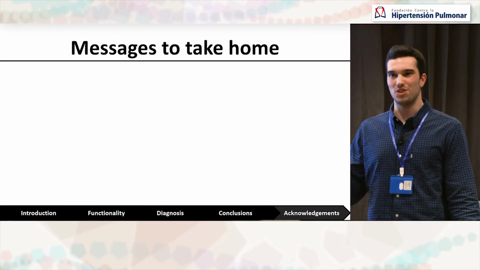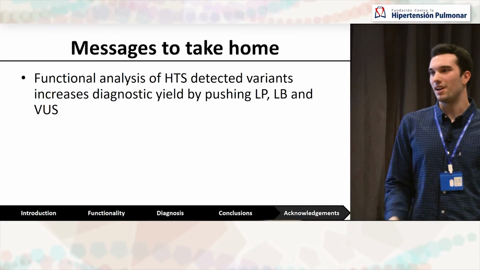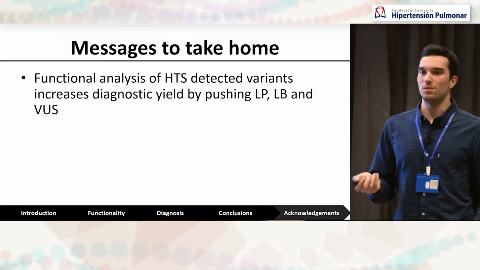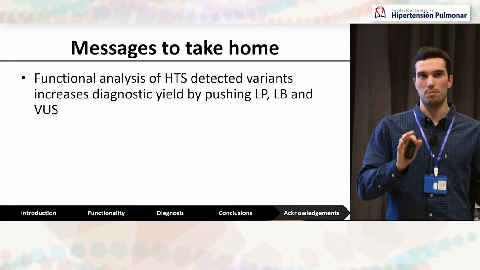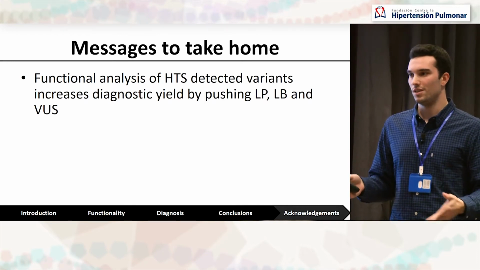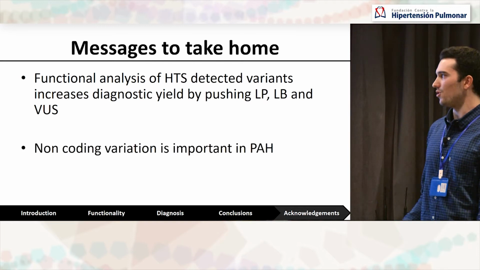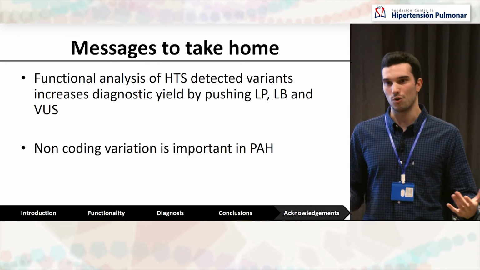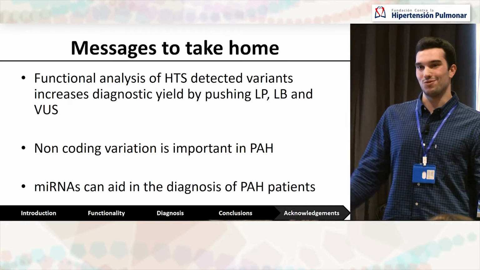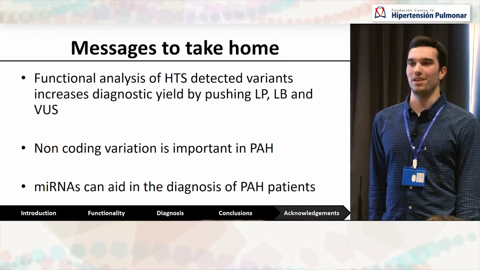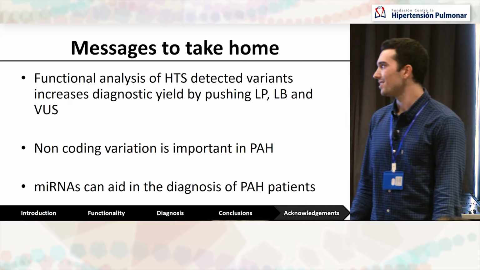So what I want you to take home is that functional analysis can help into pushing mutations from likely pathogenic, likely benign, and VUS into either pathogenic or benign. It's kind of compulsory sometimes. Also, non-coding variation in PAH is important. And of course, that miRNAs may be of aid into diagnosis of PAH.